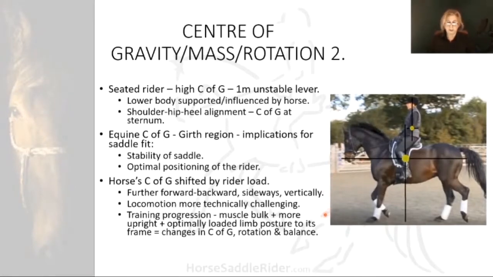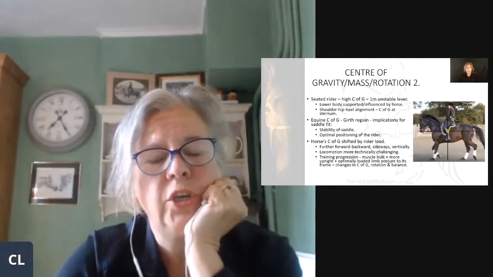So with training progression, with the rider loading the horse's frame, there will be more muscle bulk developing over time. The horse will become more upright, and they will load their limb posture more optimally under the frame. There'll be changes in the center of gravity or posture, rotation and balance of the horse over time. I just wanted to draw your attention to that point there.